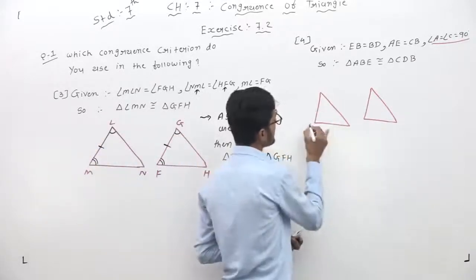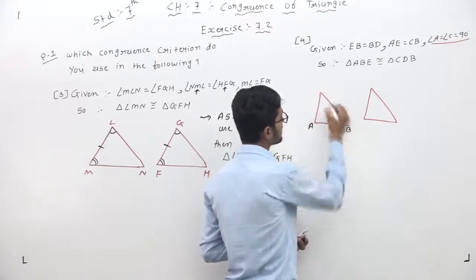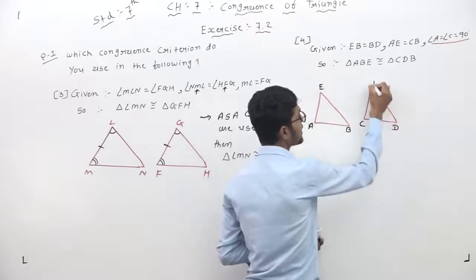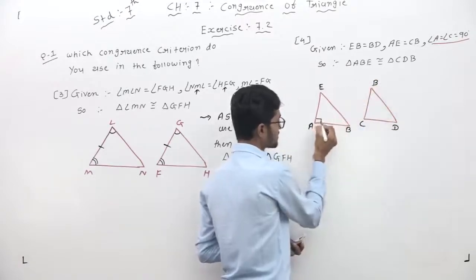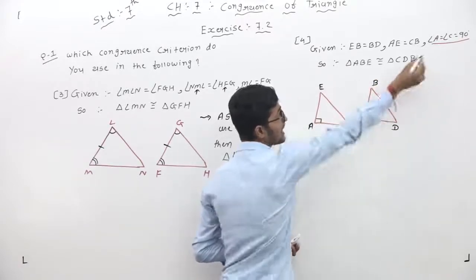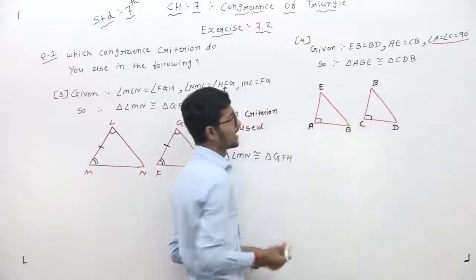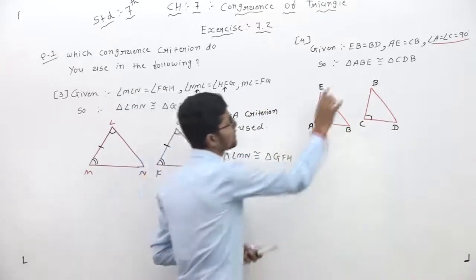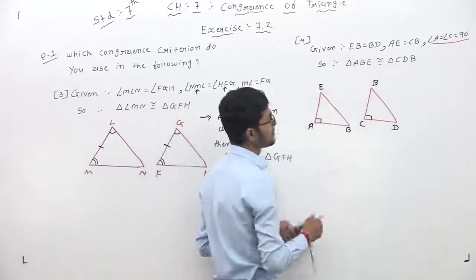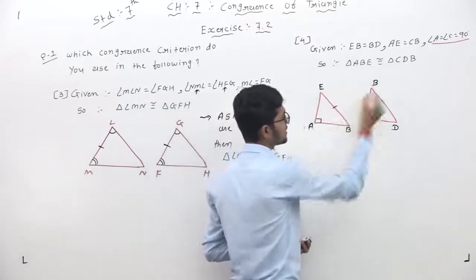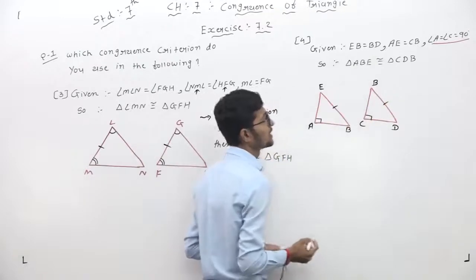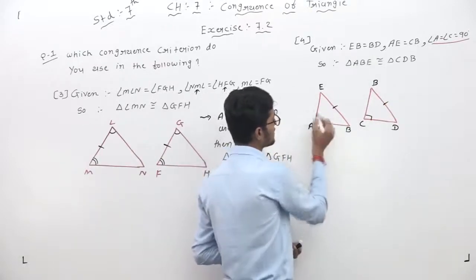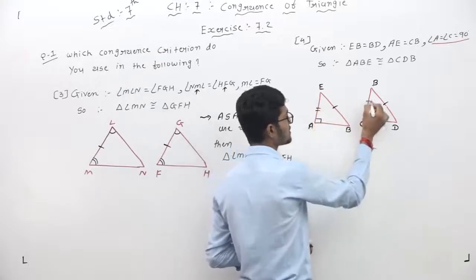Give the names A, B and E. Here give the names C, D and B. These two are the 90 degree angles, angle A and angle C. Then after, let's check: AB is equal to BD, so AB, this one, is equal to BD, this one. Then after, AE is equal to CB. AE, this one, is equal to CB, this one.